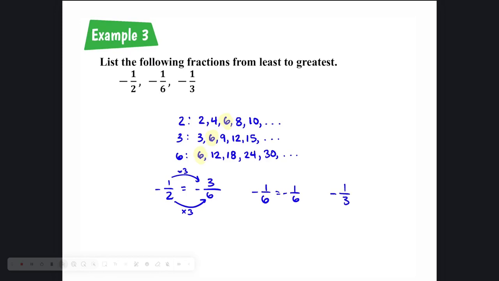To convert thirds, multiply the denominator and the numerator by 2. 3 times 2 is 6, and 1 times 2 is 2. So negative 1/3 is equal to negative 2/6.